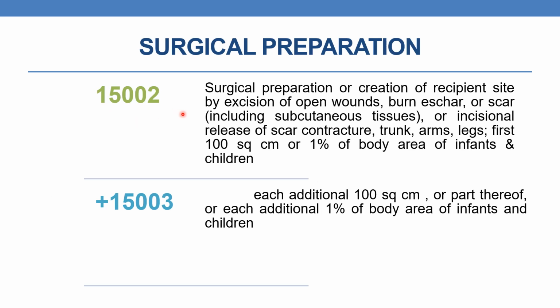The first CPT is 15002, which is nothing but surgical preparation or creation of recipient site by excision of open wounds, burn, eschar or scar, including the subcutaneous tissue, or incisional release of scar contracture for trunk, arms, legs, first 100 square centimeters or 1% of body area of infants and children. And the next is add-on code plus 15003, which must be used for each additional 100 square centimeters along with 15002, each additional 100 square centimeters or each additional 1% of body area of infants and children.